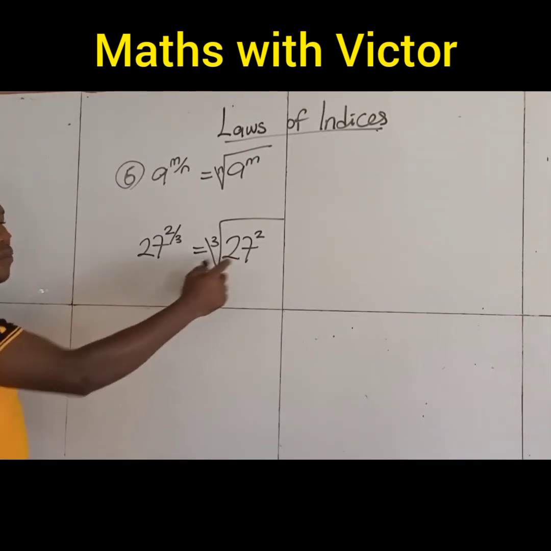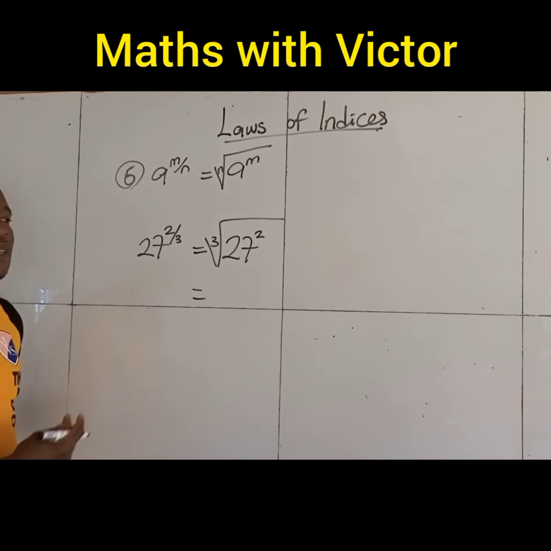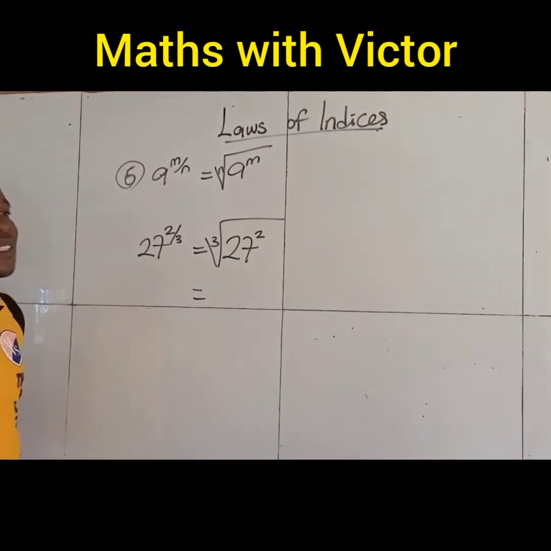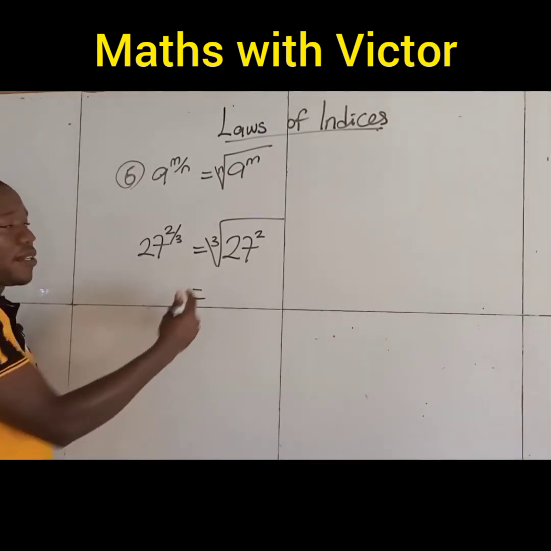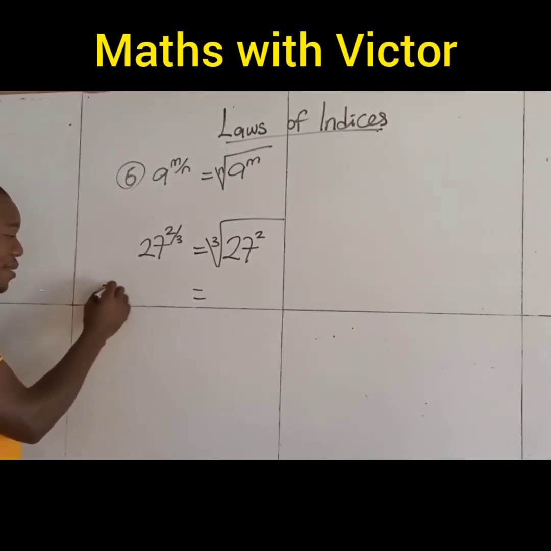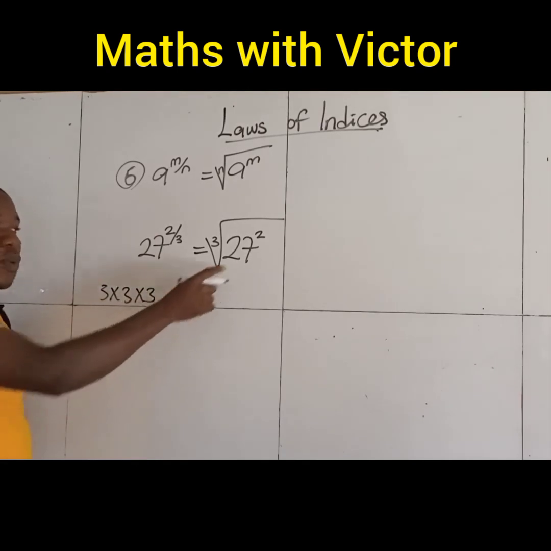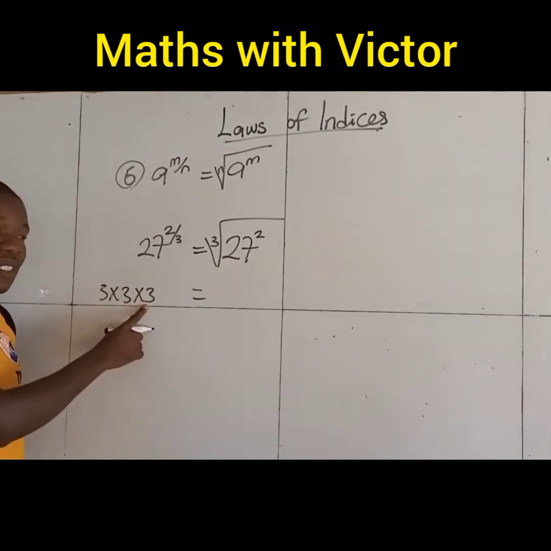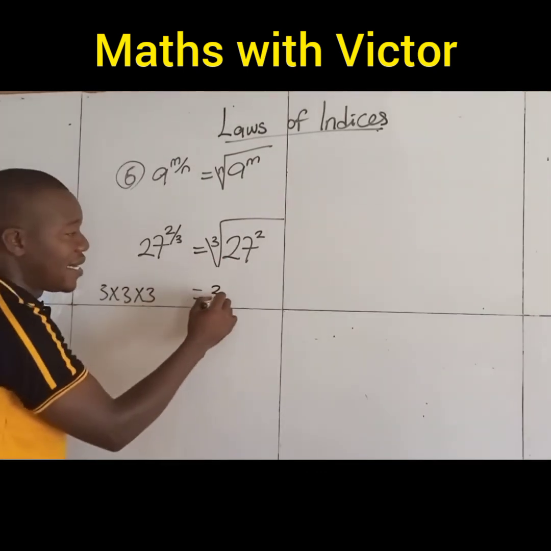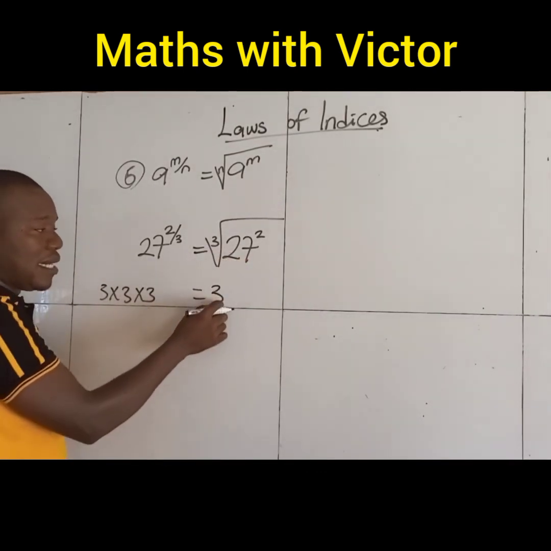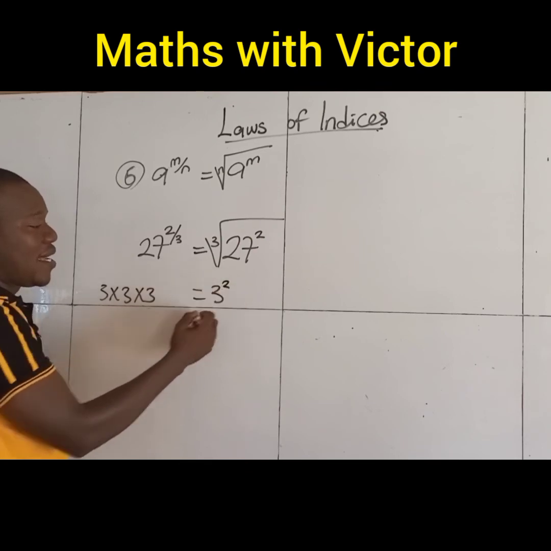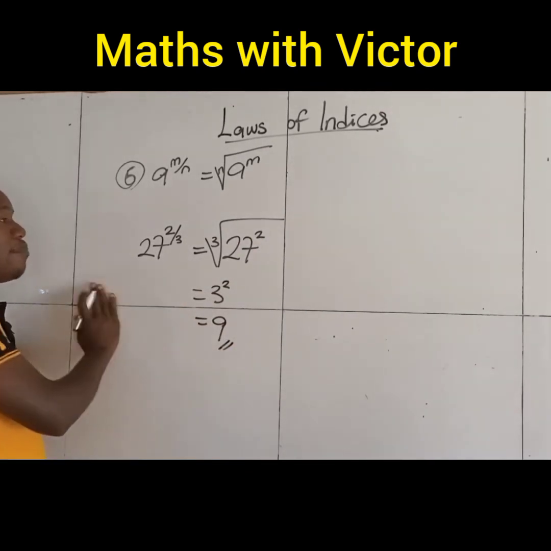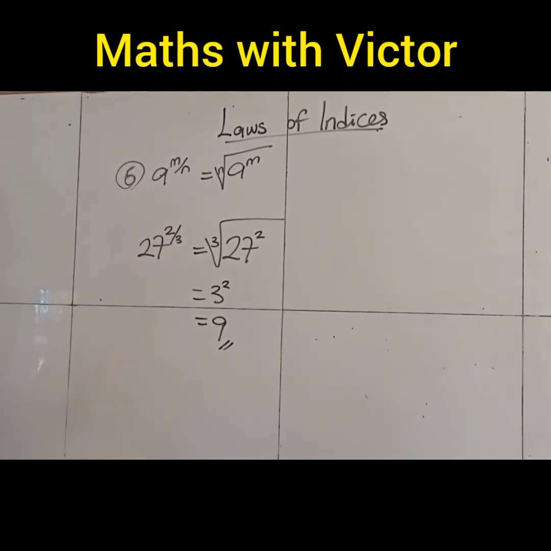So what is the cube root of 27? Cube root means which number are you going to multiply by itself in 3 places to have 27. That number is 3, because 3 times 3 times 3 will give you 27. 3 times 3 is 9. 9 times 3 is 27. So the cube root of 27 is 3. I've simplified this to be 3, and then I still have my square. What is 3 squared? 3 times 3, 9. So this is the application of the fractional powers.